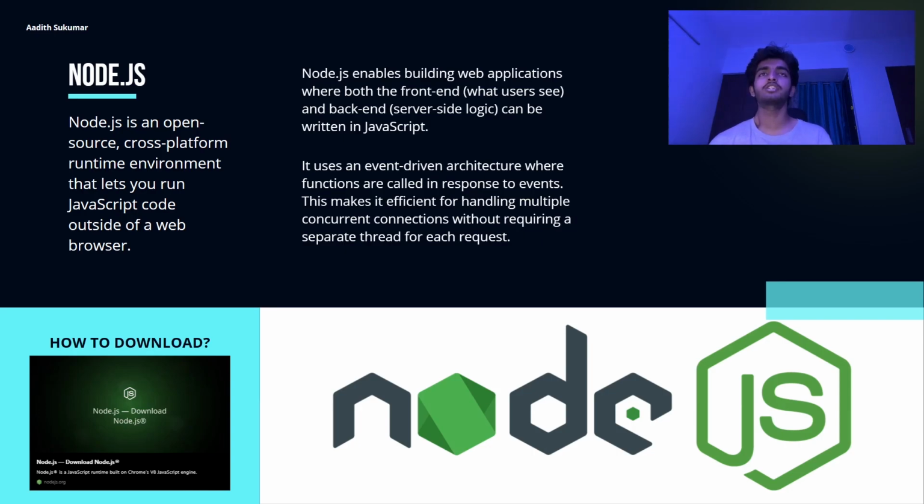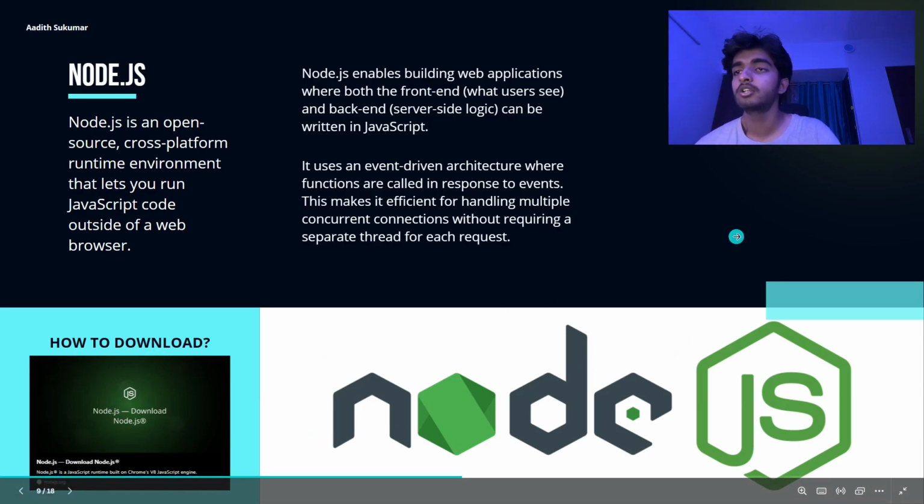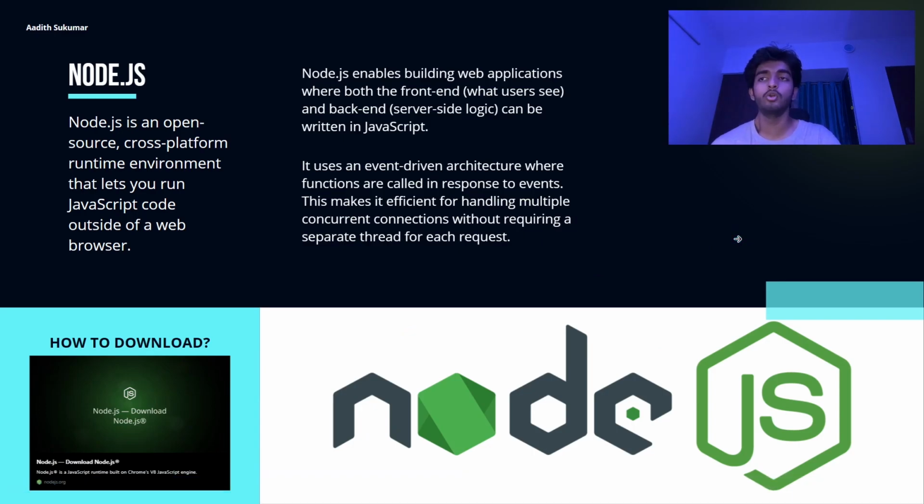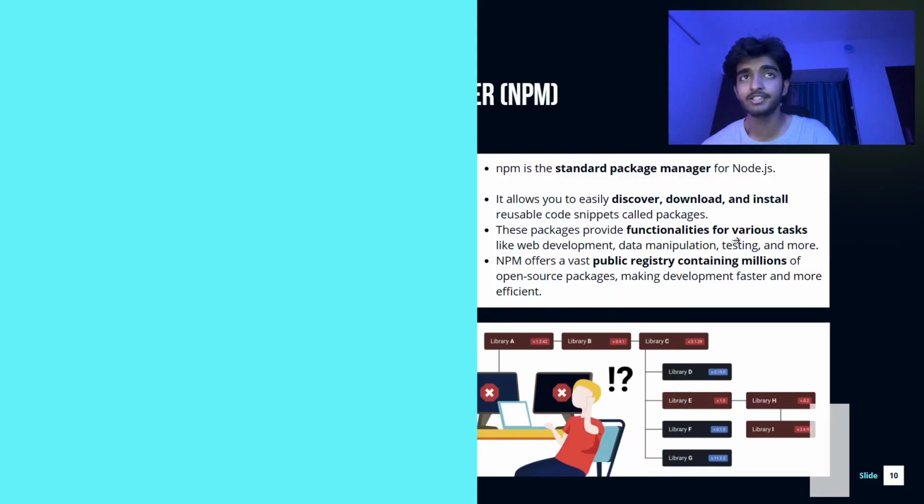Node.js uses an event-driven architecture where every function is called in response to an event. This makes it very efficient when it comes to handling multiple connections without requiring a separate thread. Now we can go to nodejs.org to download Node.js for your PC. You can download it for Windows, Mac, and Linux.